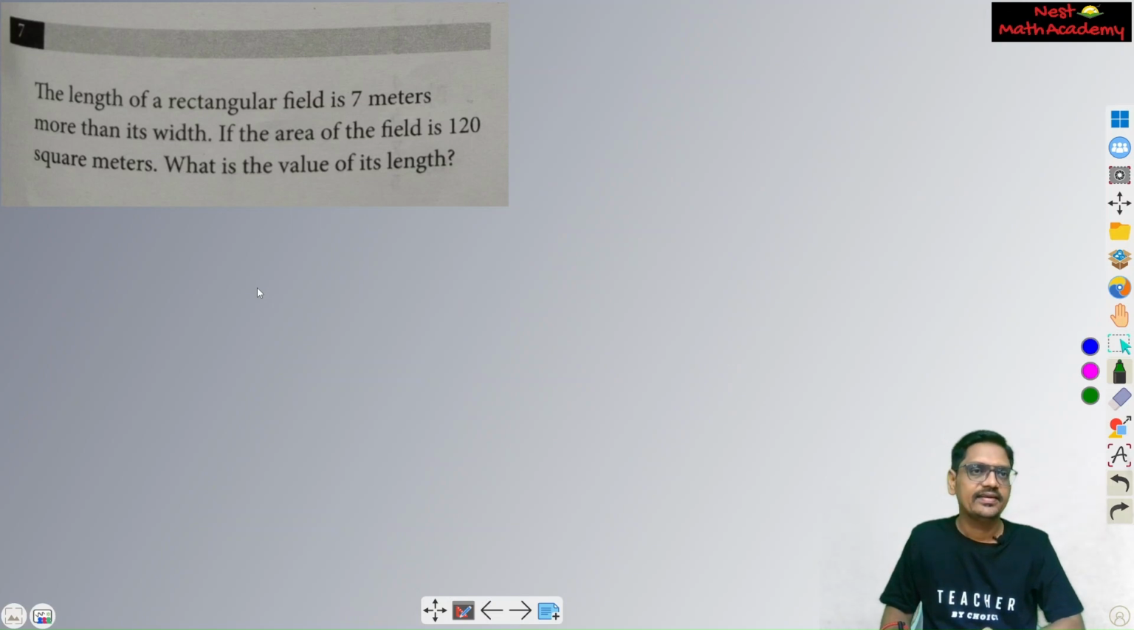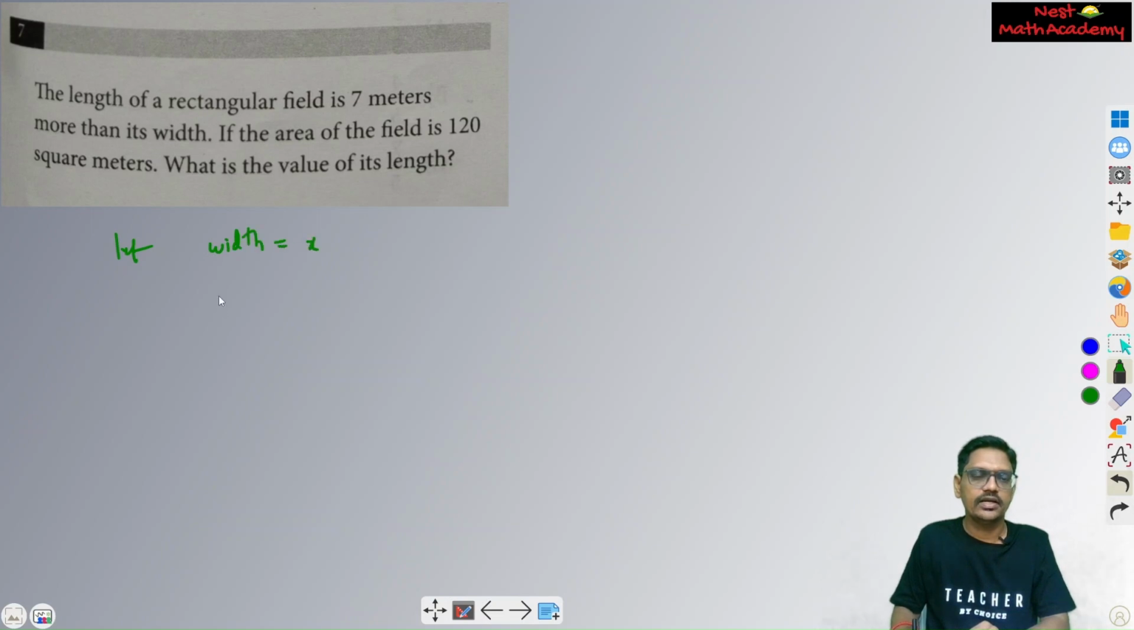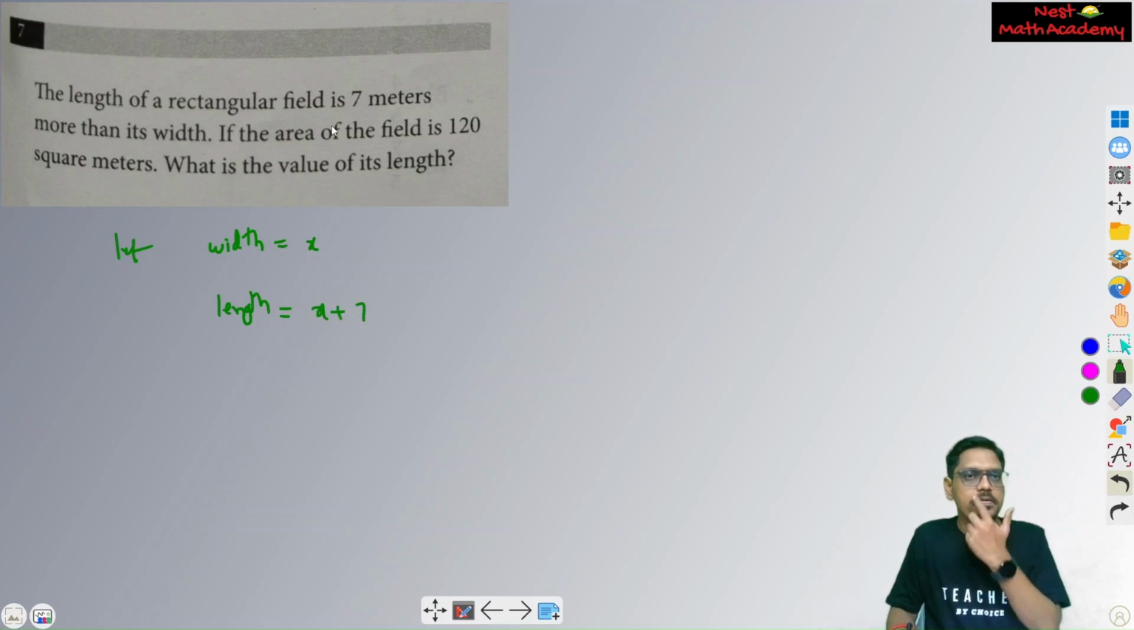Question number 7. The length of a rectangular field is 7 meters more than its width. If the area of the field is 120 square meters, what is the value of the length? Okay, let the width be x. Now the length is going to be x plus 7. That's what they said, right? Length is 7 meters more than width.